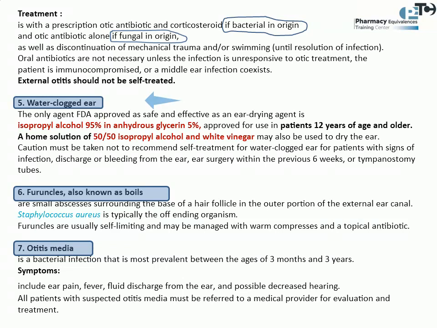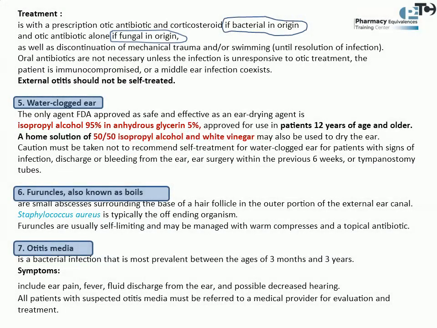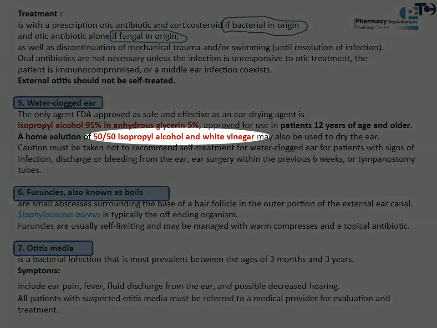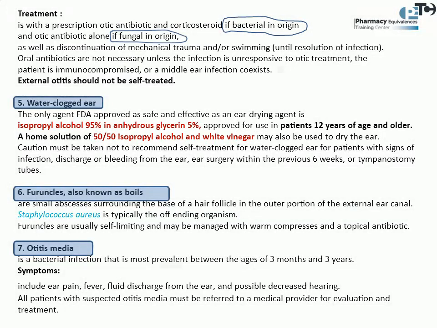The next condition, number 5, is water-clogged ear. Here in water-clogged ear, we have an OTC product approved by the FDA, which is isopropyl alcohol 95% in anhydrous glycerin 5%. This medication is approved for patients over 12 years old. And you can make a home solution: mix isopropyl alcohol and white vinegar, 50% of each.